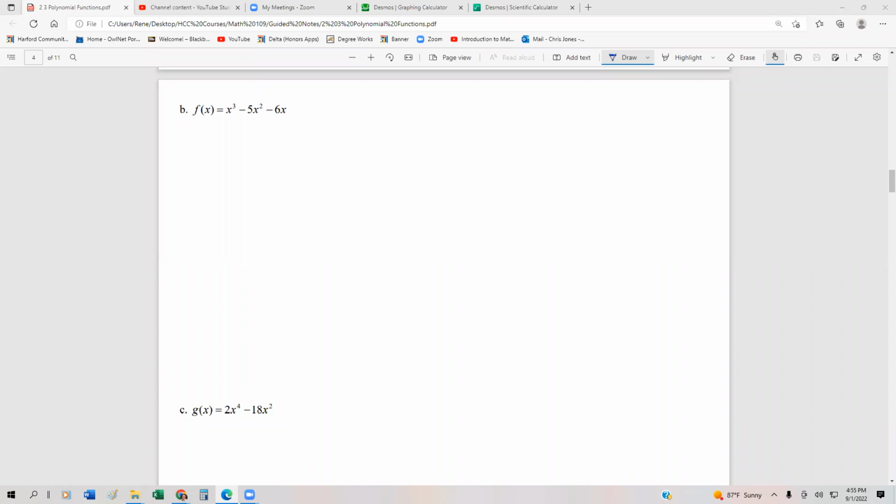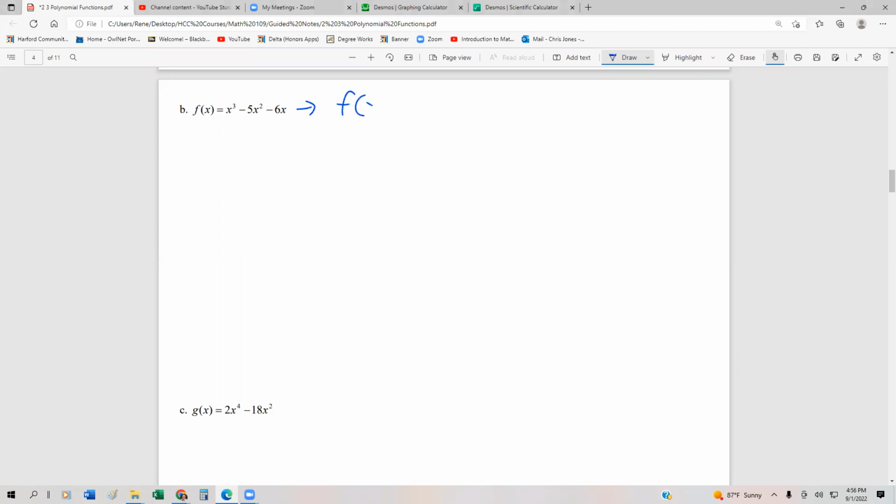We're going to take a look a little bit more at the zeros of polynomial functions and what their multiplicity is, and then finally taking a look at the behavior at those zeros. So we have this function, x cubed minus 5x squared minus 6x, and we're just trying to figure out what the zeros are. And what we're going to do is factor it.